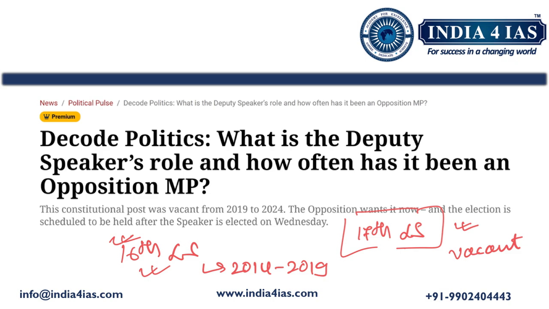There is no specific rule regarding which party, whether it is ruling or opposition, the deputy speaker should come from. From the 1990s till 2014, the deputy speaker's post was held by the opposition consistently.